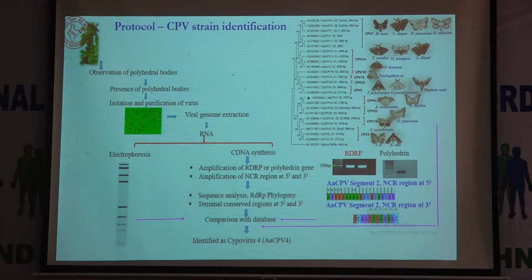If polyhedral bodies are there, then extract the genetic material and find out whether it is DNA or RNA. If it is RNA, then again we have to develop an electropherogram and compare it with the existing database. In parallel, we have to identify the conserved region and signature sequences at the 3' and 5' ends. Then you develop a phylogenetic tree. All together, if you can generate all this information, finally we can identify the virus at the strain level.